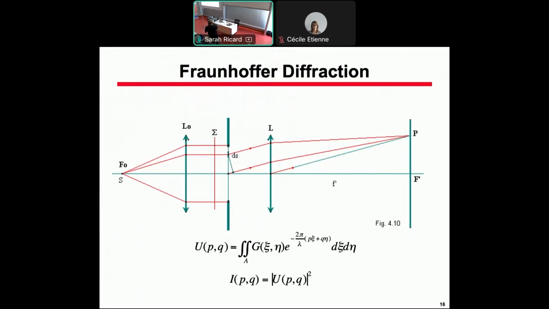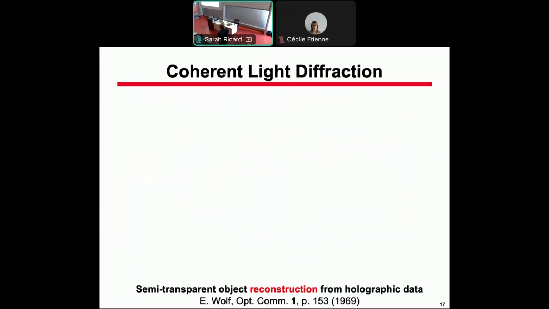So everything can be computed, except that I say that we want to observe 3D objects. So diffraction by 3D objects. Fraunhofer, that's 19th century. And curiously, we had to wait till 1969 for the seminal paper of the domain, which is entitled Semi-Transparent Object Reconstruction from Holography.